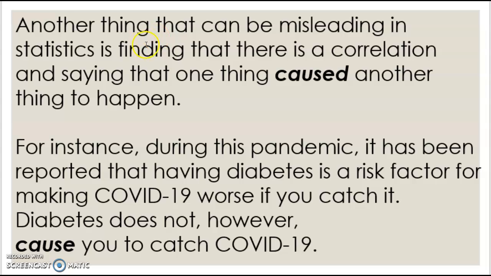Okay. Another thing that can be misleading in statistics is finding that there is a correlation and saying that one thing caused another to happen, called causation. Correlation versus causation is very important to realize. For instance, during this pandemic, it's been reported that having diabetes is a risk factor for making COVID-19 worse if you catch it. Diabetes does not, however, cause you to catch COVID-19.